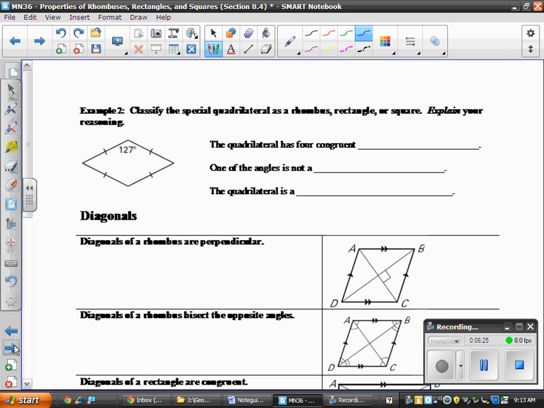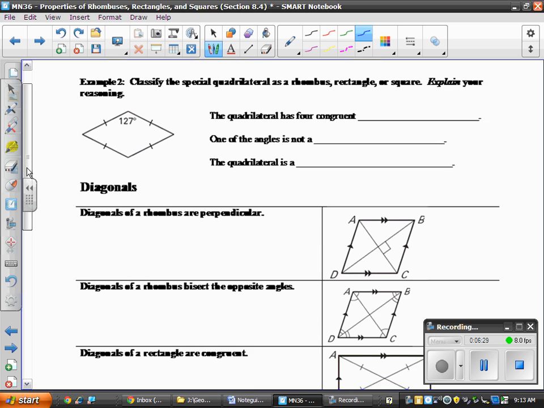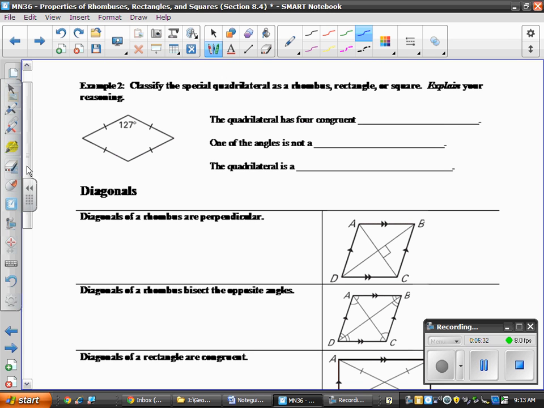Now going to the next page or the back side, example 2 here says, classify the special quadrilateral as a rhombus, rectangle, or square. So you have to decide which of these 3 it is. When you hear this word classify, it means tell what the name of the shape is. Explain your reasoning. Well, the quadrilateral clearly has 4 congruent sides, as denoted in the picture. One of the angles is not a right angle.